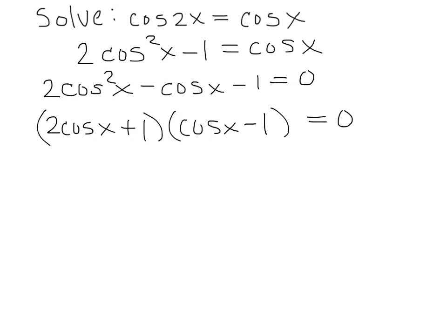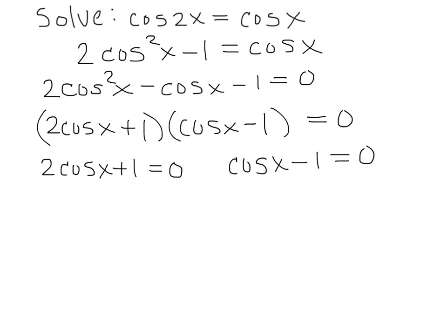Now, setting each piece to 0, we get 2 cosine x plus 1 equals 0, and we get cosine x minus 1 equals 0. Solving the one on the left, you subtract 1, divide by 2, so cosine of x equals negative 1/2. Adding 1 here, you get cosine of x is equal to 1. Let's finish solving this one on the right first.